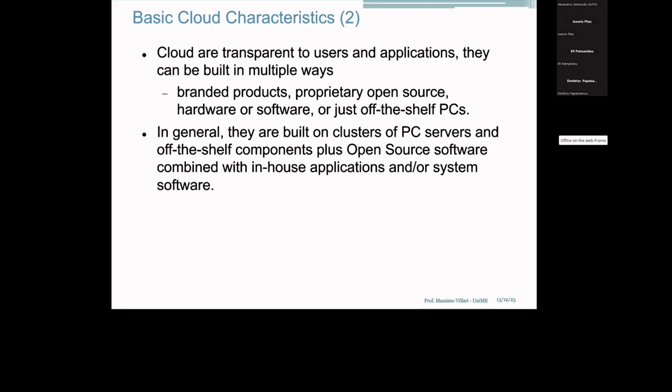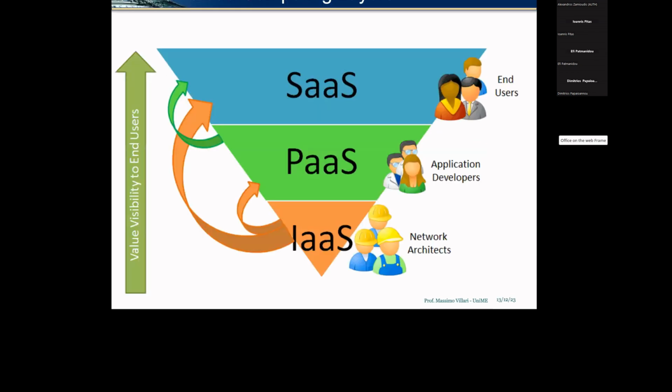These providers could be proprietary of hardware or software. The software could be open source or not. The products could be branded or not. In general, they are built like a cluster of personal computer servers or just data centers that are dislocated all around the world in a, let's say, complex infrastructure. These are the layers of cloud computing that more than 20 years ago were theorized and on which the cloud computing is built.